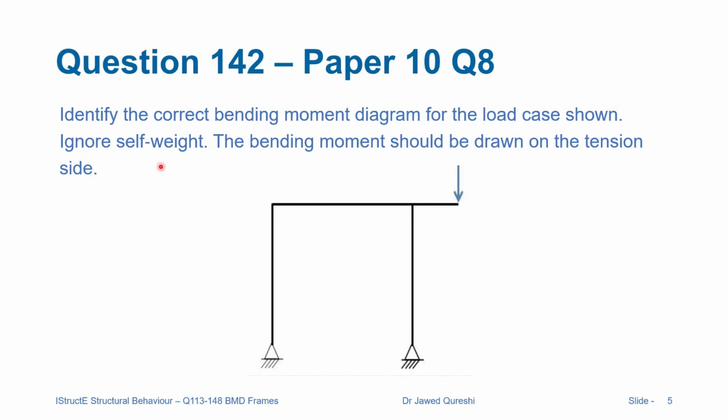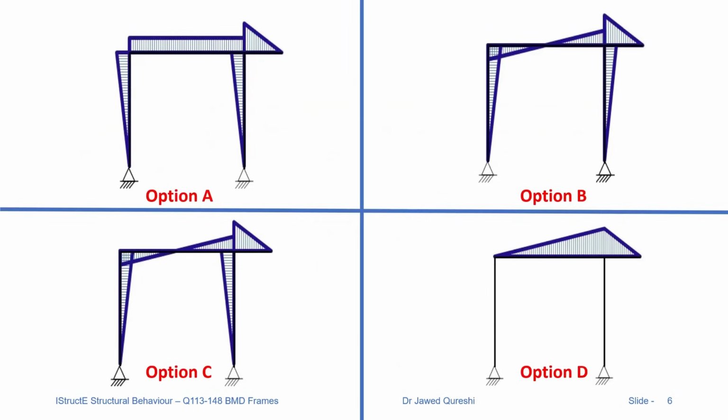And for this frame, we have to ignore self-weight and bending moment should be drawn on tension side. Now think about it. When we apply loading at the end, what will happen? How would it deflect? Will it deflect towards left or will it deflect towards right? Take a moment to think about it. And there are 4 options to choose from.